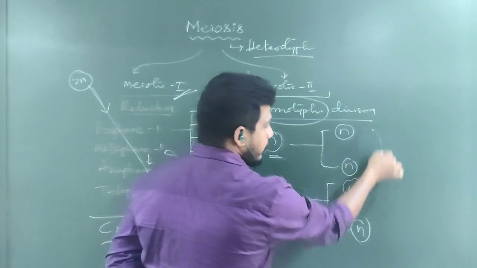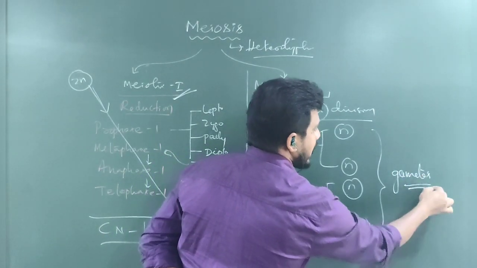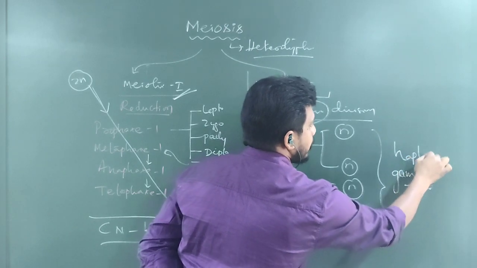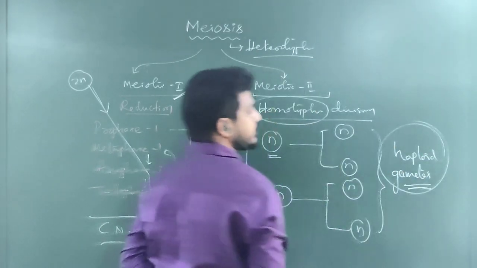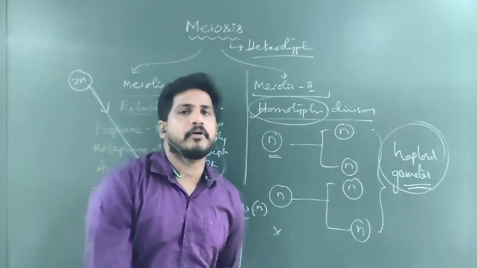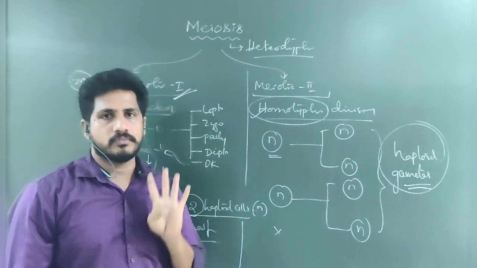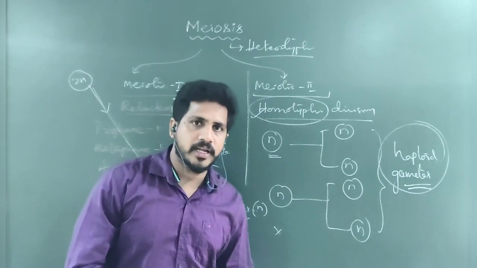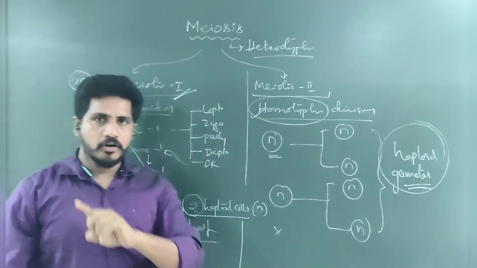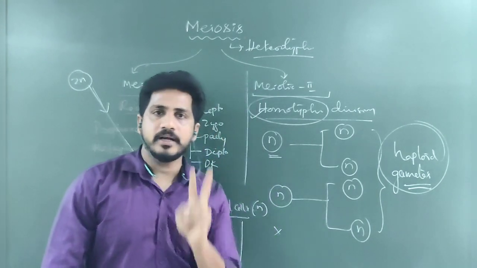These all 4 are called gametes. Gametes are always in haploid state. Very, very important thing: whether plants or animals, gametes are always haploid. How many gametes will come through meiotic division? 4. There is a difference between mitotic and meiotic. From the mitotic division, 1 cell goes in; on completion of mitosis, how many cells come out? Only 2.